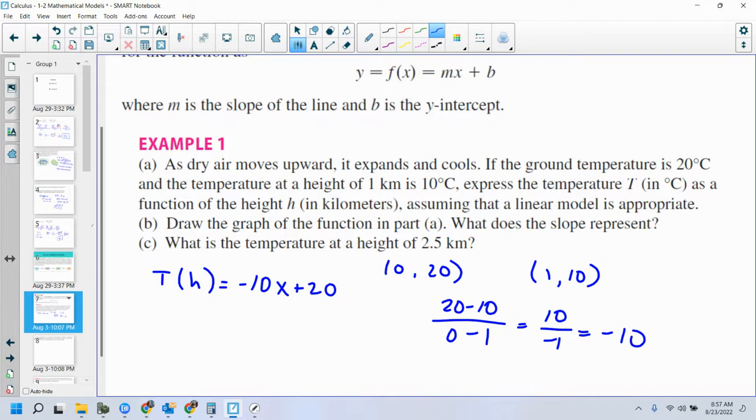Okay, there's my function. Negative 10x plus 20. Oh, I shouldn't say x. Excuse me. H. Right? If you define a variable in your function notation, use that variable. Bad form to just make an x.